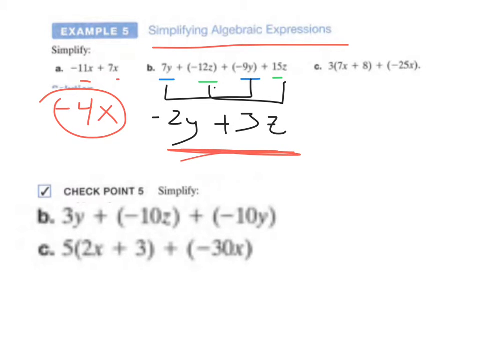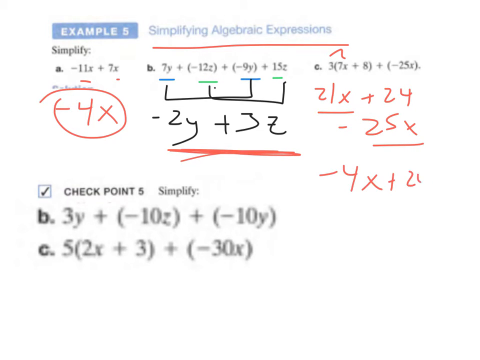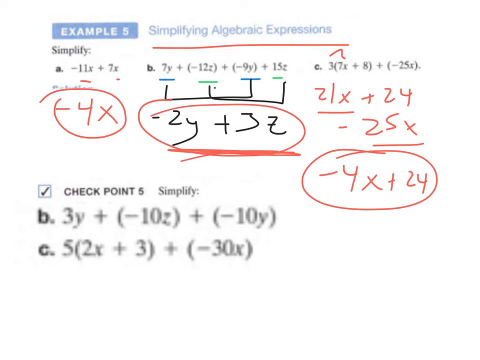Sometimes you have to distribute first or remove the parentheses. So if I multiply this, and then I have my negative 25x, these two right here are the same, so I can combine them, but I cannot combine the 24, and so I get my answer. So here's the answer to the second one.